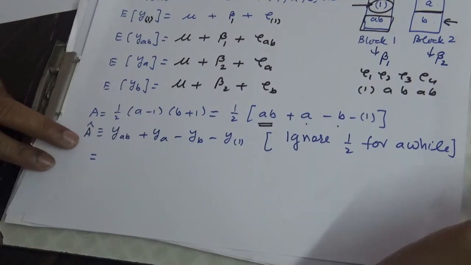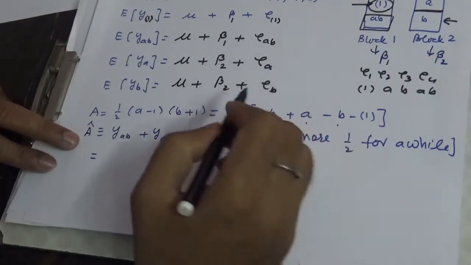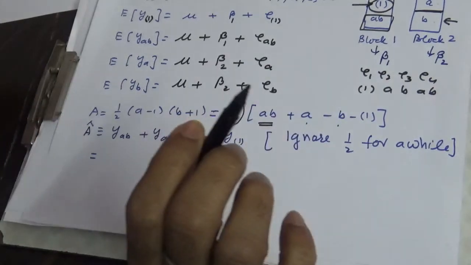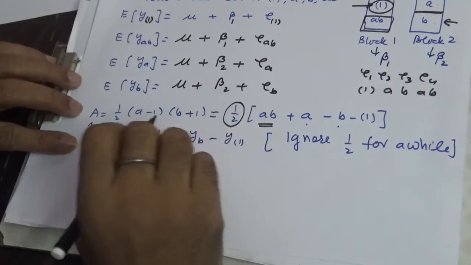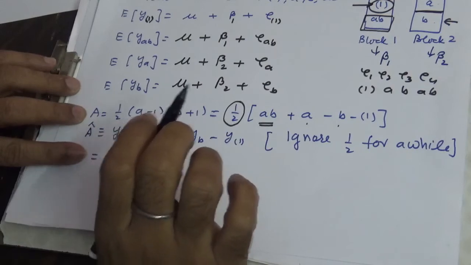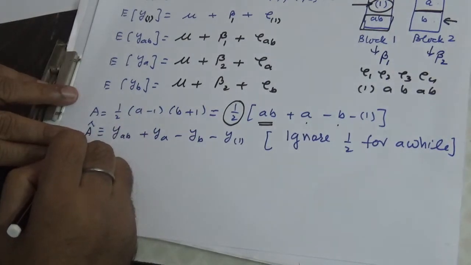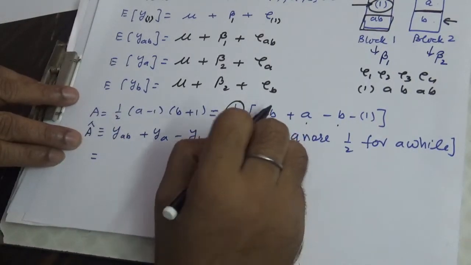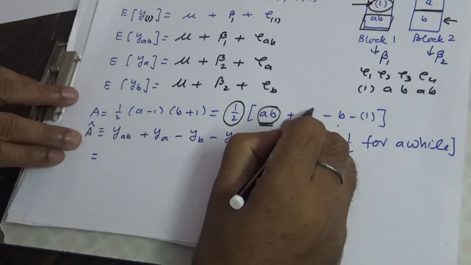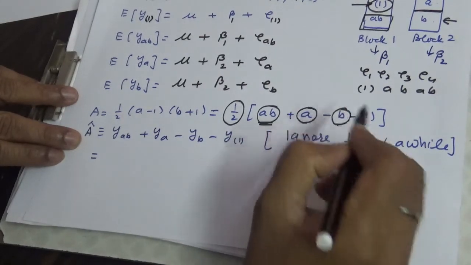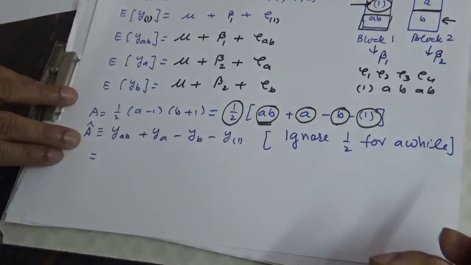So just for the sake of simplicity, we try to ignore this factor here 1 by 2 for a while. I'm not saying that you are going to remove it, but just for the sake of simplicity in the understanding, we are trying to remove it from here. Now how is this A going to be computed? This A is going to be computed from the average yield which is obtained from AB, the average yield which is obtained here from A, the average yield which is obtained here from B, and the average yield which is obtained from here 1. Yield means essentially the response.